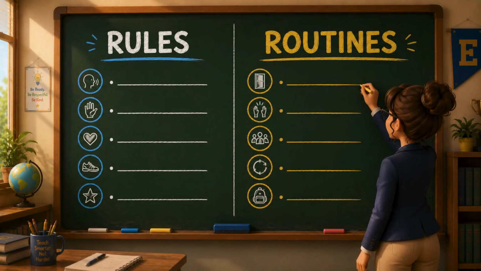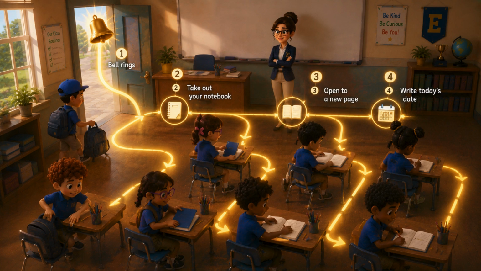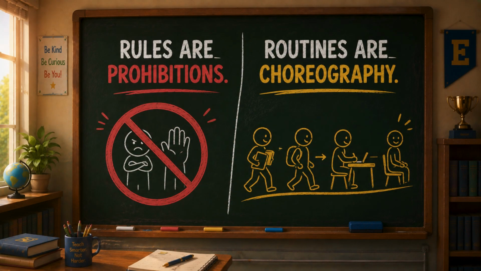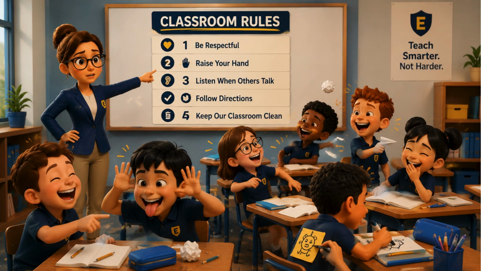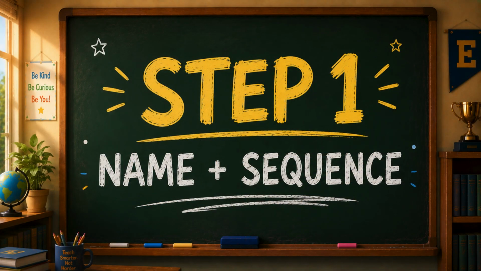First, a distinction most teachers miss. Rules tell students what not to do. No phones, no shouting, no L1. Routines tell students what to do. When the bell rings, take out your notebook, open to a new page, write today's date. Rules are prohibitions. Routines are choreography. You can enforce rules all year and still have a messy class. But when routines are strong, the class runs itself. You just teach.